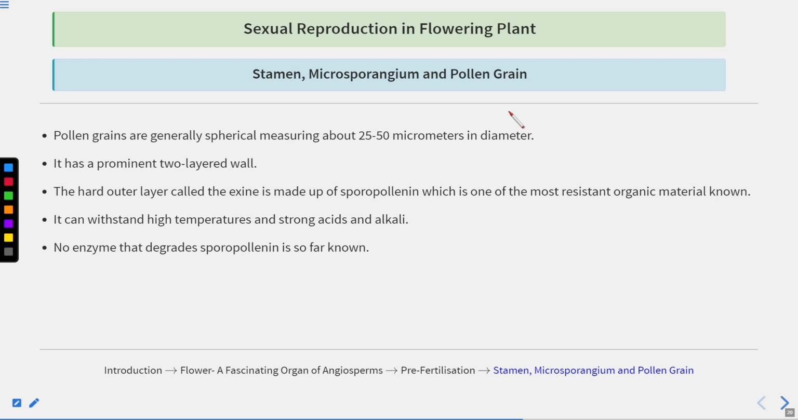Now, pollen grains are generally spherical, measuring about 25 to 50 micrometers in diameter. It has a prominent two-layered wall, surrounded by 2 layers. The harder outer layer is known as the exine. This exine is not easily degradable by enzymes, because it is made up of sporopollenin, which is a very hard material. It is one of the most resistant organic materials known. It can withstand high temperature as well as strong acid and alkali. And no enzyme is known that can degrade sporopollenin so far. So sporopollenin is a very hard substance and is not able to degrade easily. Clear?